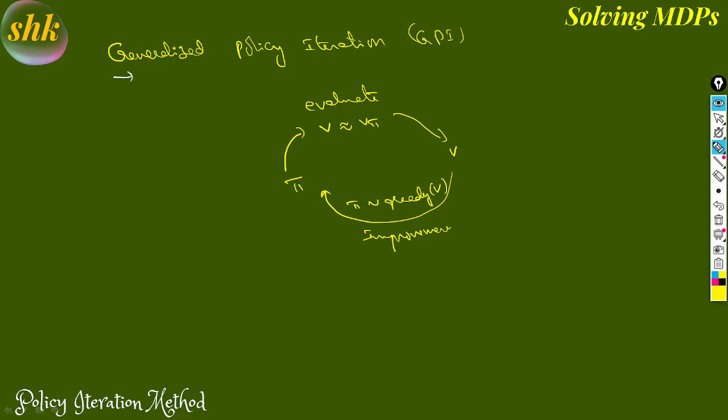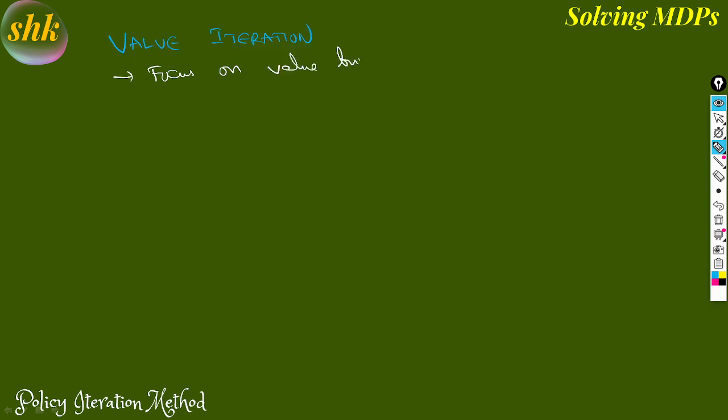Value iteration mainly focuses on the value function. In value iteration, only policy evaluation will be done. That is nothing but estimating the value function. So for a particular MDP, the optimal value v star of every state is fixed and unique. So in value iteration, we won't consider any policy. For every state, we will start learning the value function.